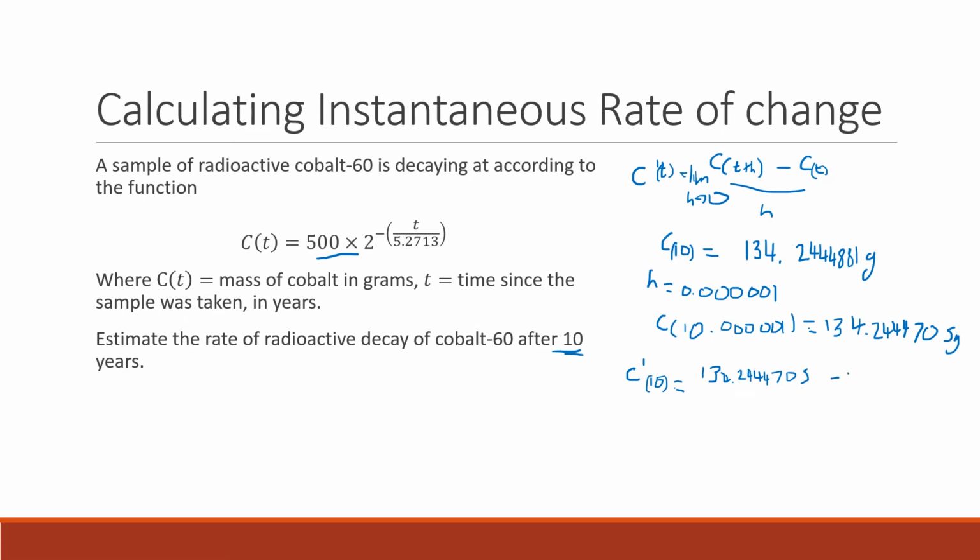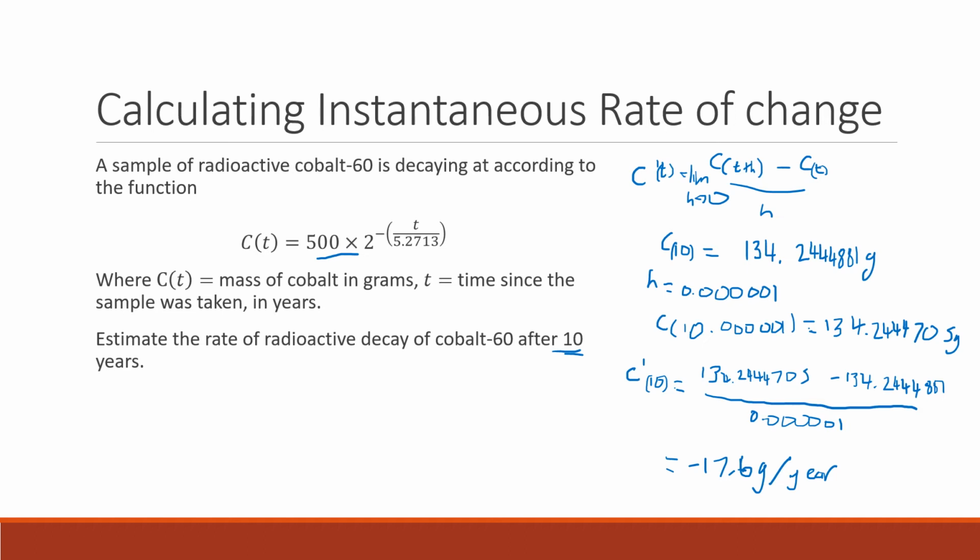134.2444705 minus 134.2444881 all over our h value, 0.000001, which equals negative 17.6. Now in terms of our units, that's grams per year. Okay, so our sample is decreasing in size by 17.6 grams per year. That negative is what means it's decreasing, so we're losing mass, which made sense by looking at our graph.